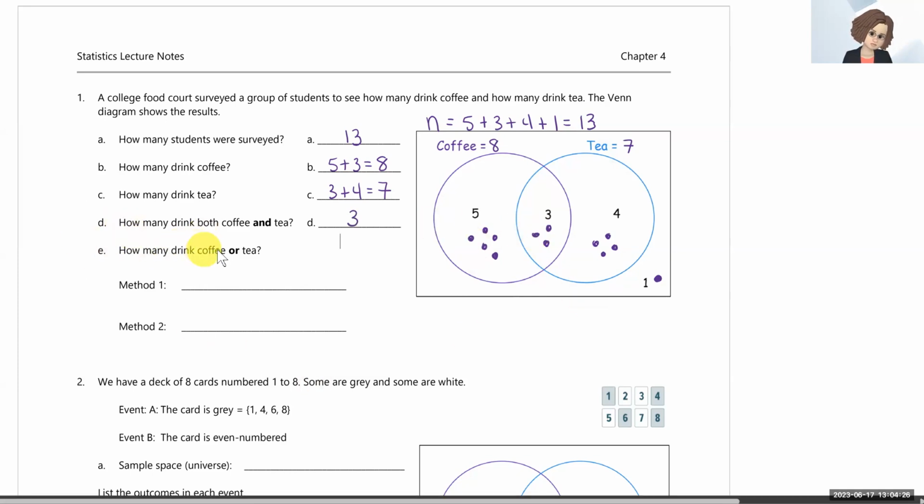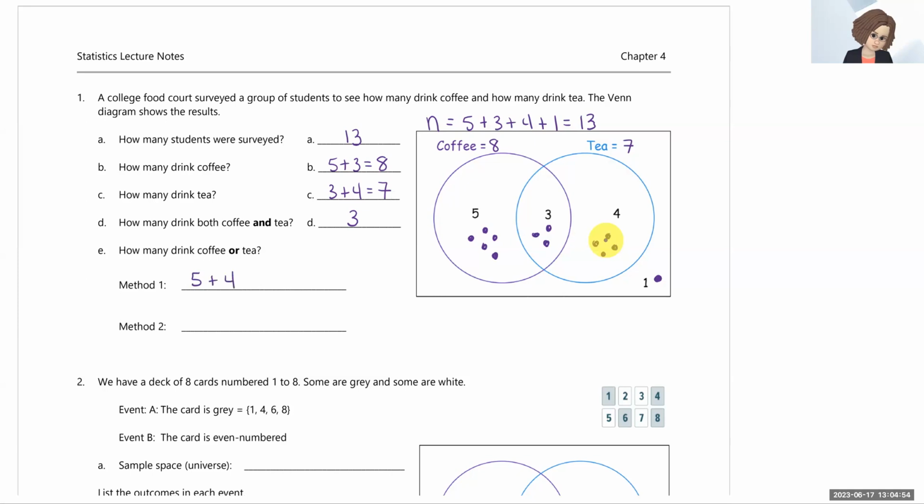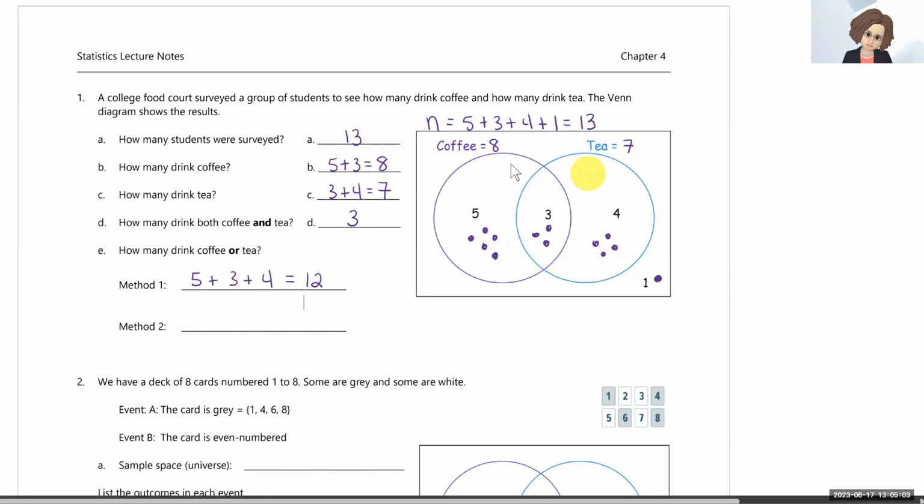And then how many students drink coffee or tea? Or is union, so we're going to combine the groups. We'll take all our coffee drinkers along with all of our tea drinkers. We'll talk about 2 ways we could do that. Let's talk about just adding up the students that are in the coffee circle along with the tea circle. In total, I've got 5 plus 3 plus 4. That is one way we could get that answer. 5 plus 3 plus 4 will give me 12 students. So there are 12 students that are inside the circles.